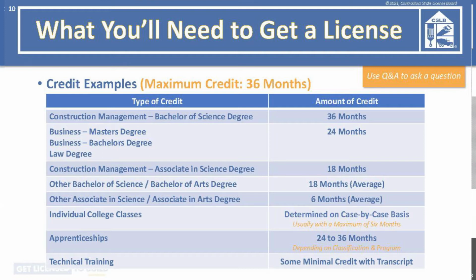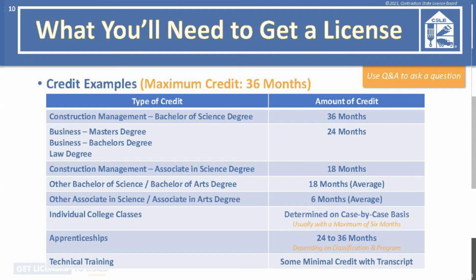The most education credit you can get is for a Bachelor of Science degree in Construction Management. That degree will get you the full 36 months of credit. Next is a Master's or Bachelor degree in Business or a Law degree. Any of those will get you 24 months of credit. An Associate in Science degree in Construction Management will get you 18 months credit.